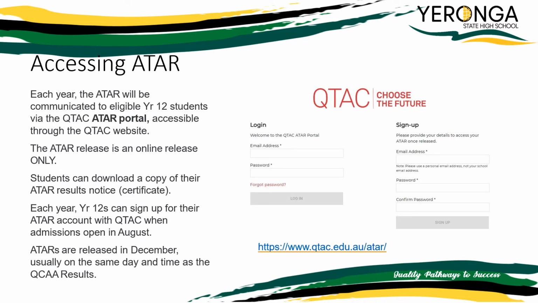To access the ATAR each year, QTAC will communicate to eligible Year 12 students via the QTAC ATAR portal. It's important that students log on and register to receive their ATAR results. In the ATAR portal, students can download a copy of their ATAR results, and students can sign up to this in Year 12 when QTAC admissions open in August, and ATARs are released in December, usually on the same day and time as the QCAA results.